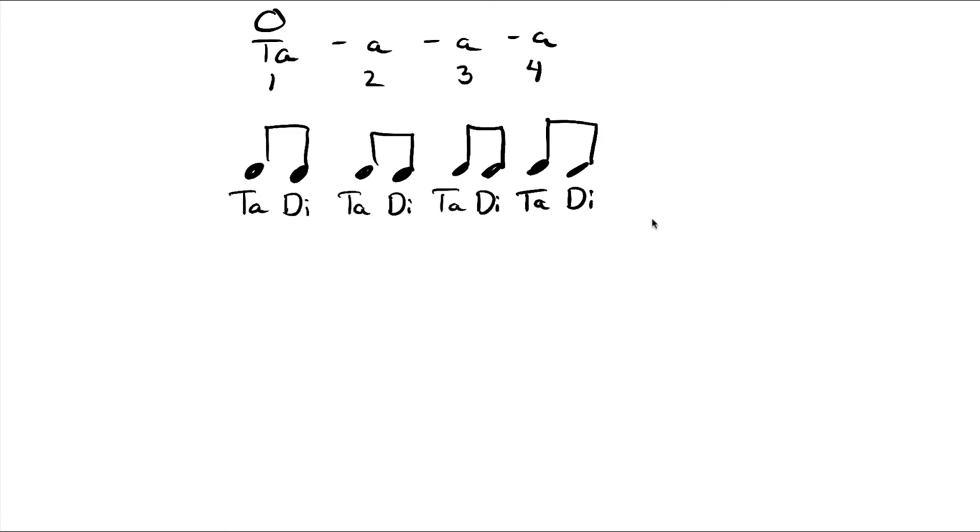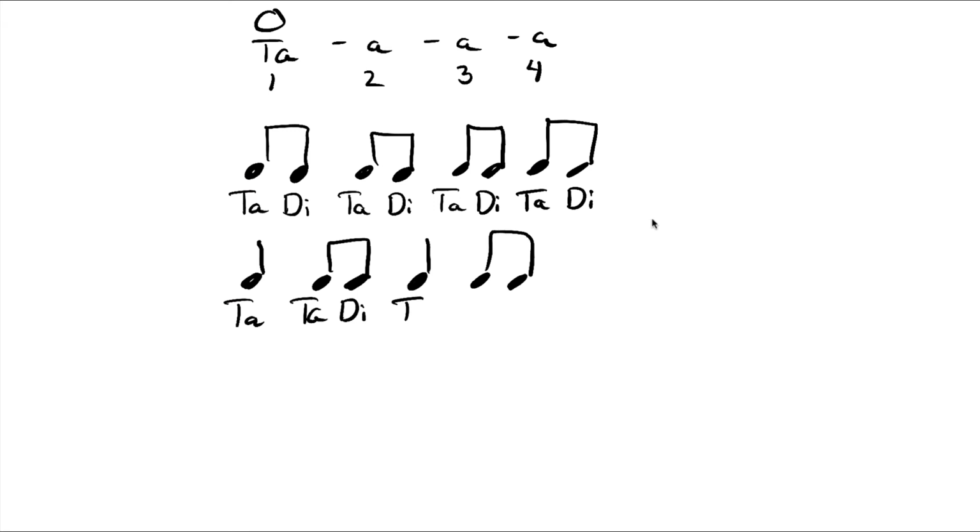Now let's mix it up a little bit. We're going to do quarter, 2 eighths, quarter, 2 eighths. The quarter we know is a ta. Eighth notes we know go ta di. And then ta di to finish up. So here's the beat. Remember, the tas always stay on the beat. Ta, ta di, ta, ta di, ta, ta di, ta, ta di.